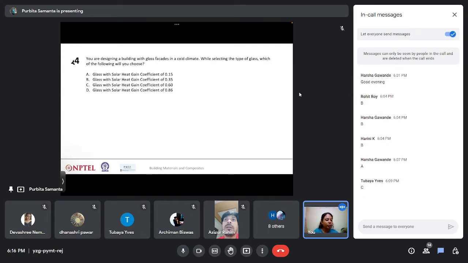So you are designing a building with glass facades in a cold climate area. Now, while selecting the type of glass, which of the following will you choose? You have glass with solar heat gain coefficient of 0.15, 0.35, 0.6 and 0.86. So what will be your selection?